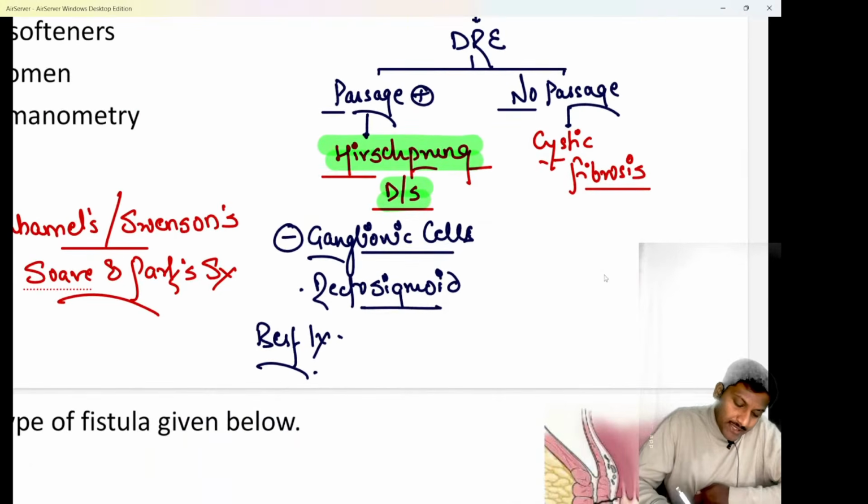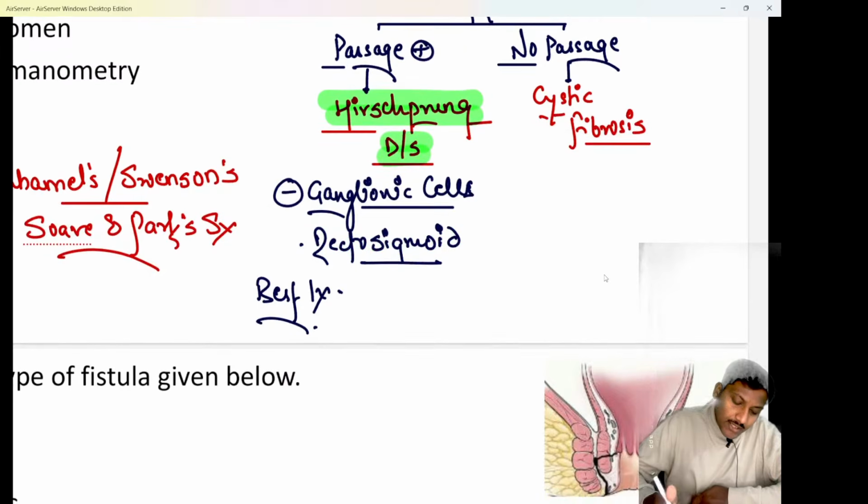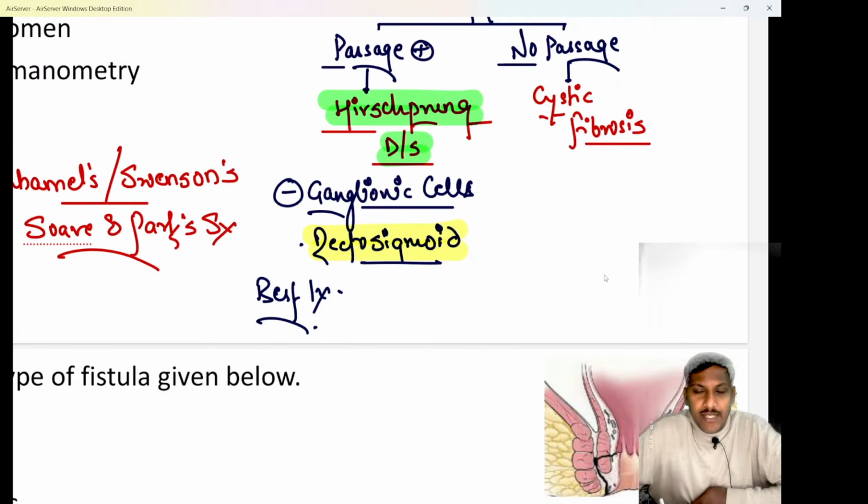We know Hirschsprung's basically happens due to the absence of ganglionic cells from both the plexuses, Meissner's plexus as well as Auerbach's plexus. Commonly, Hirschsprung's disease affects the rectosigmoid area, and as ganglionic cells are absent, the rectosigmoid area is collapsed. That's the reason the baby is not able to pass the meconium or stools, causing constipation. Clear?